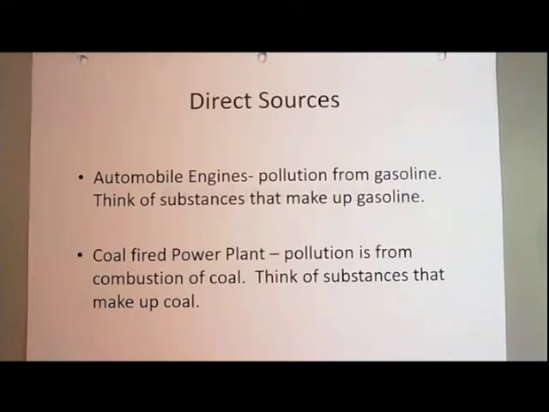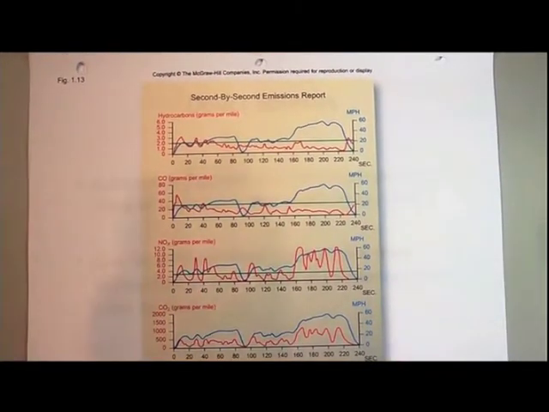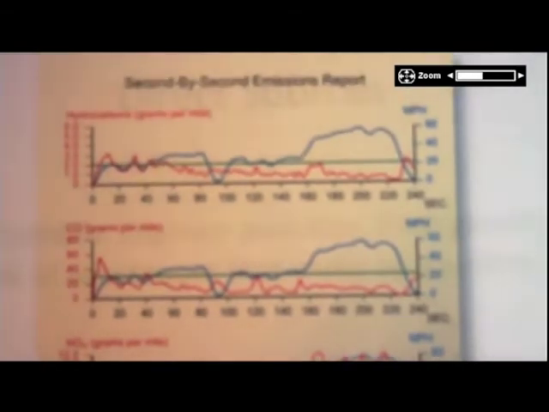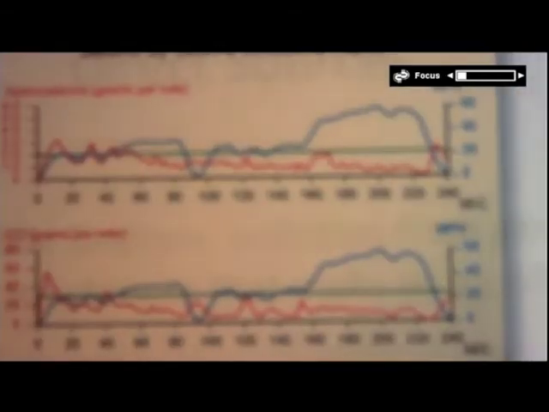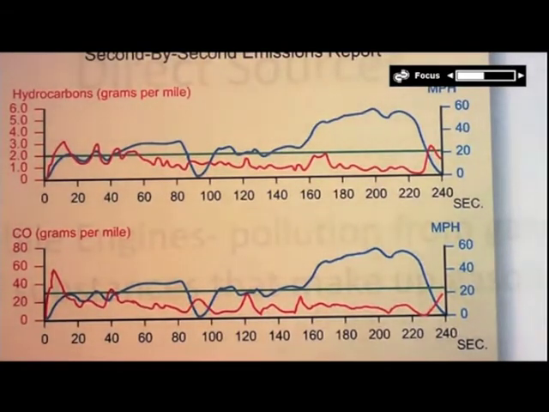We're going to look first at the automobile engine and the types of pollutants that we get from that, and then the coal-fired power plants. Okay, so the last time we were looking at this emissions report, it was sort of out of focus, so we get a chance to take a look at it again. This time I'll operate the equipment better. Let's try to focus this up so we can see it a little better. Whoops, wrong way. Oh, okay, that looks good.